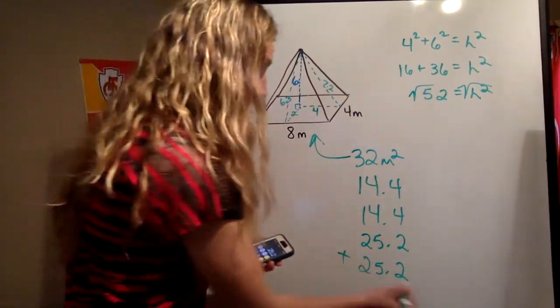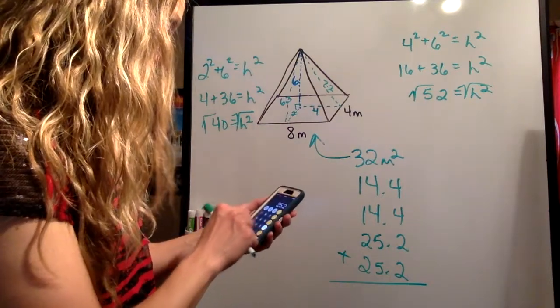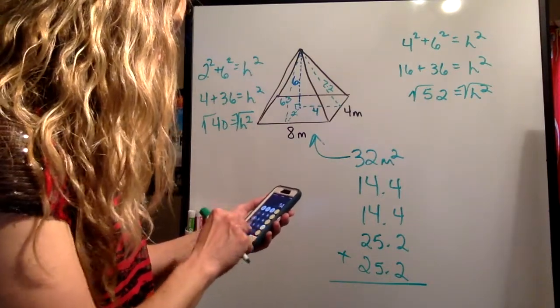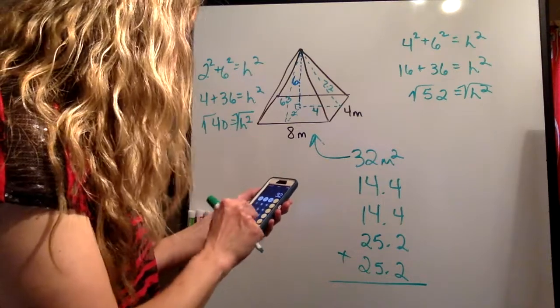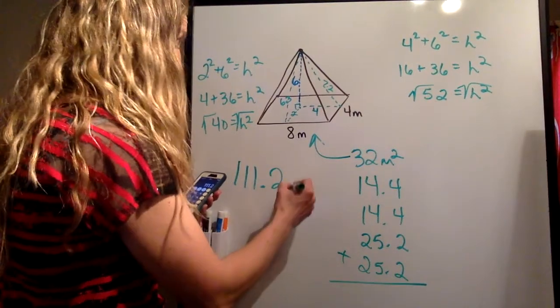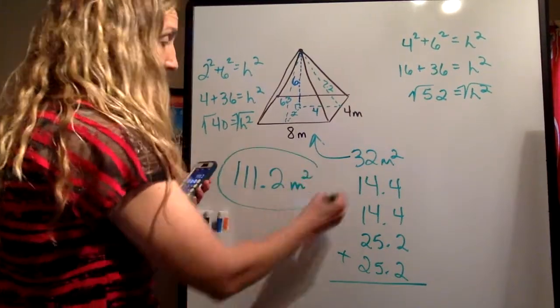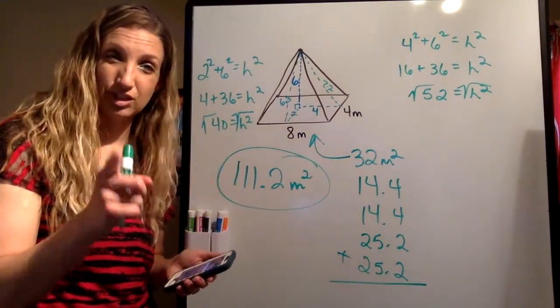And then I just add those up. So I've got 25.2 plus 25.2 plus 14.4 plus 14.4 plus 32. And I ended up with 111.2 meters squared.